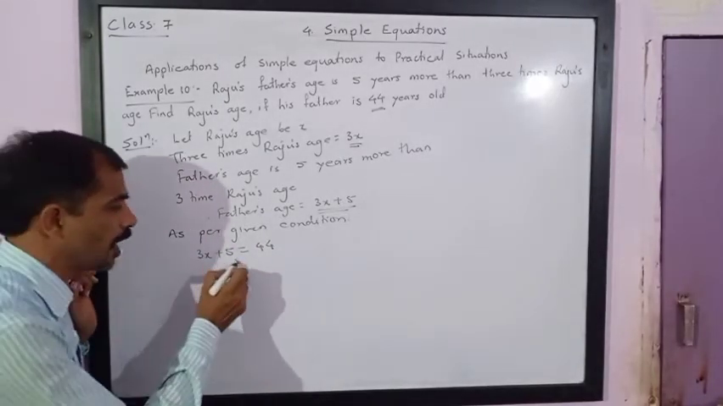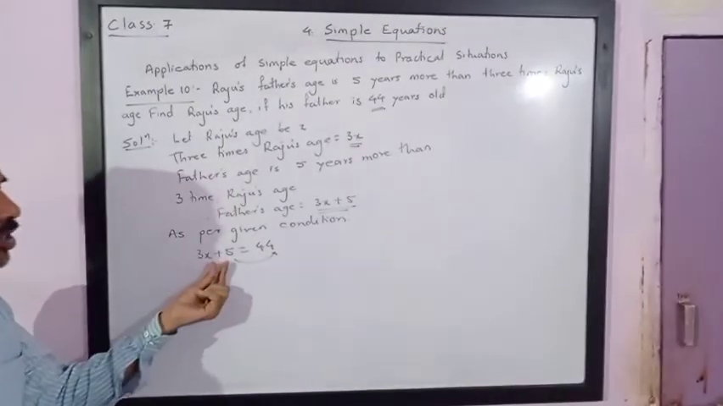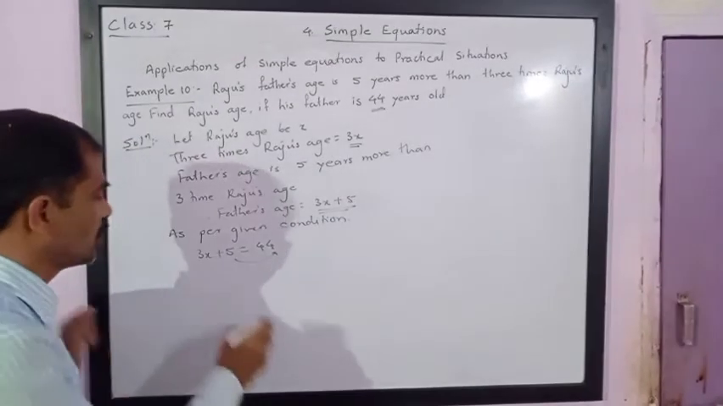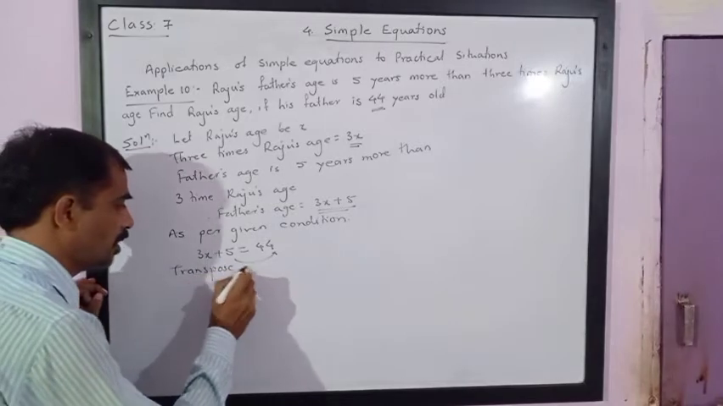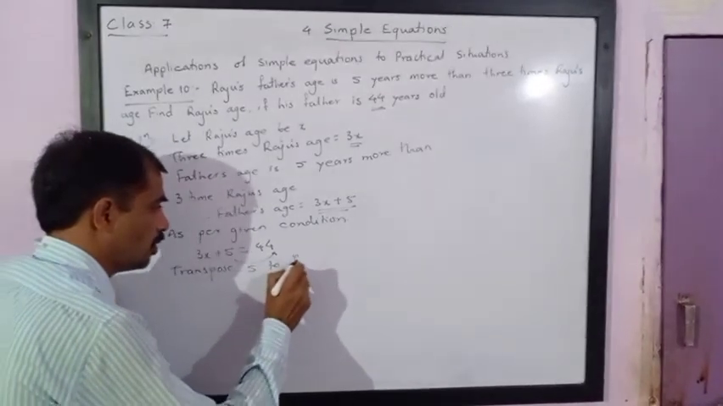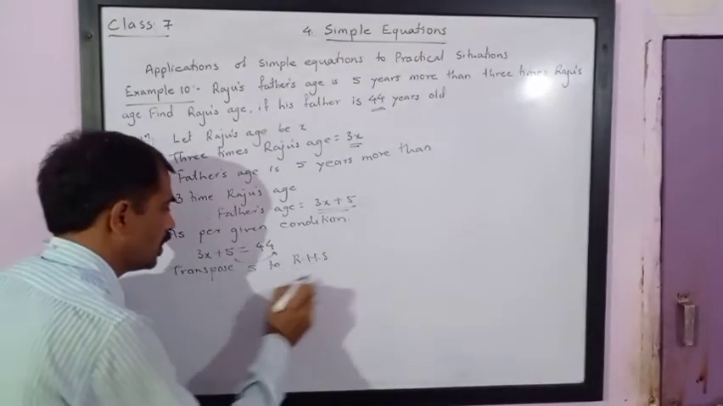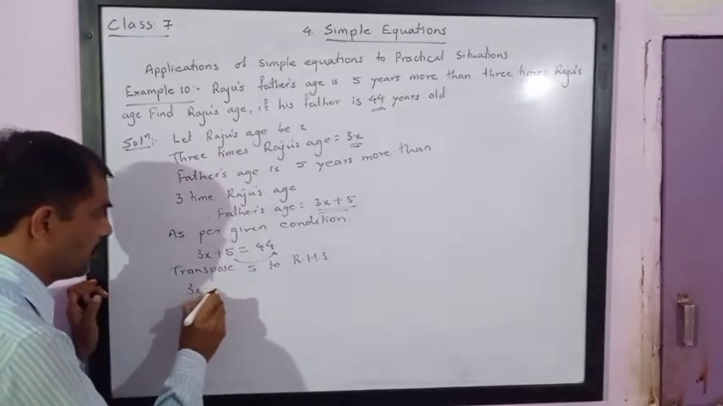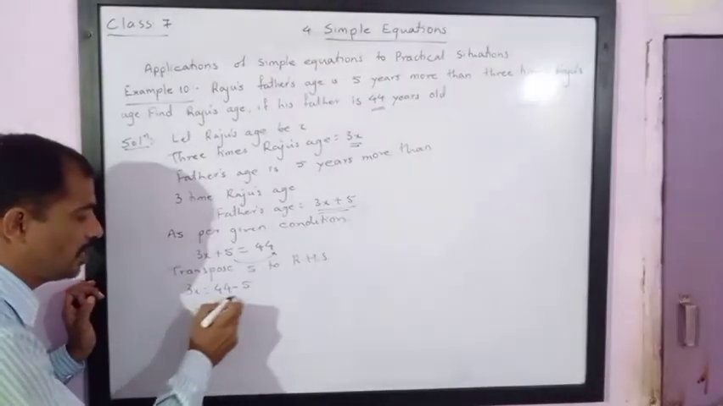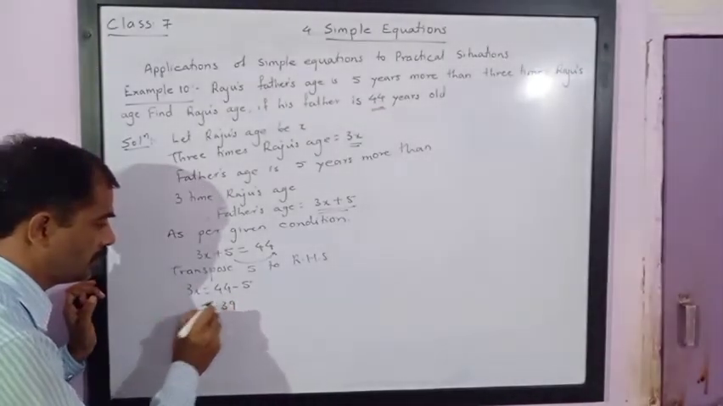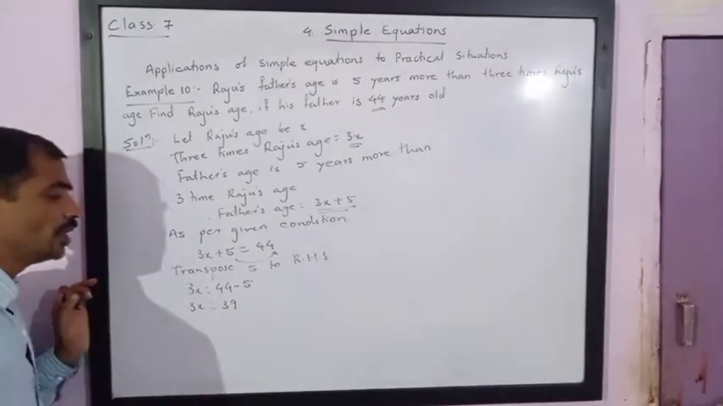If you transpose 5 to the right hand side, it is positive, so it will become negative. So transpose 5 to the right hand side. We will get 3x is equal to 44 minus 5. 44 minus 5 is 39. So 3x is equal to 39.